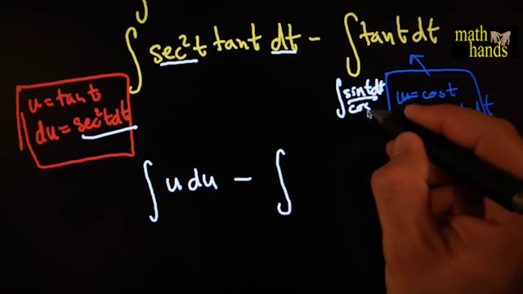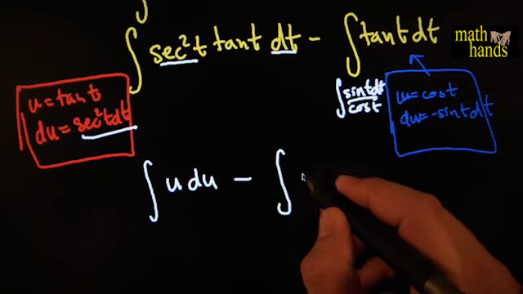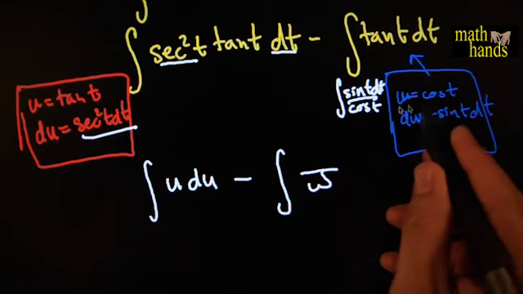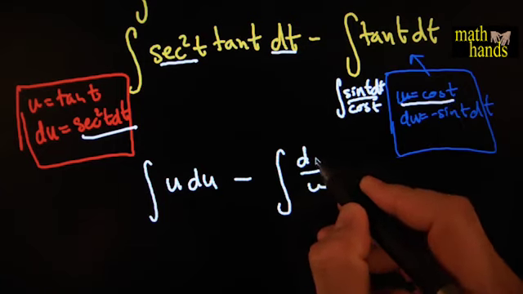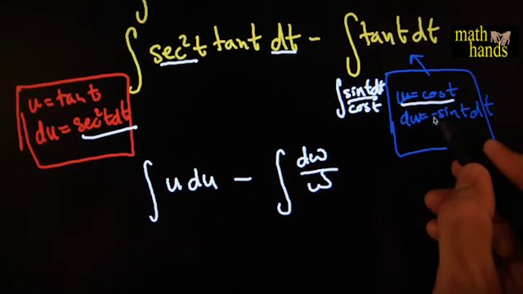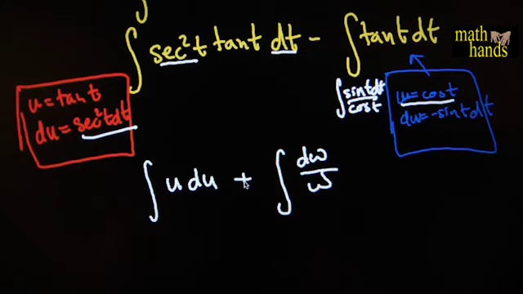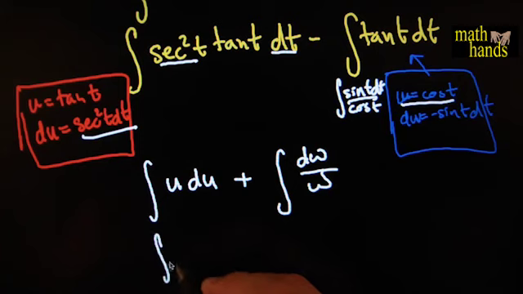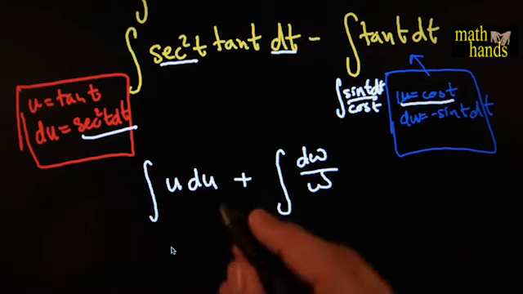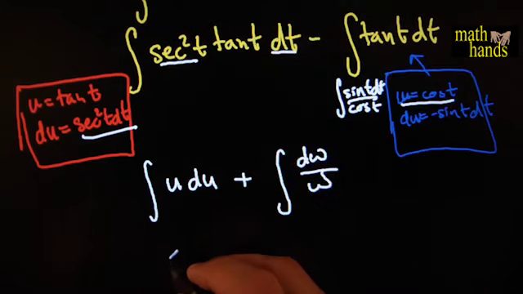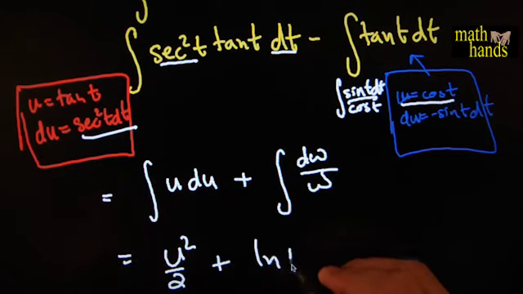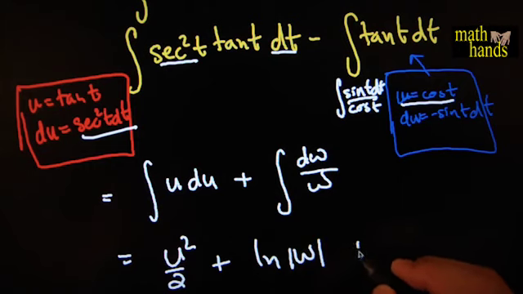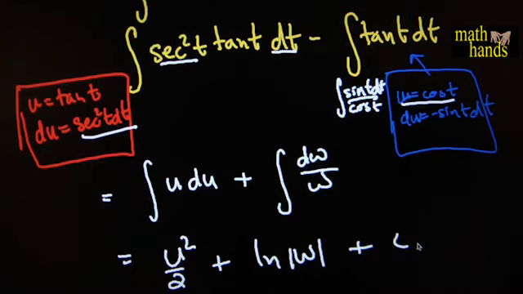All over cosine t, that will be equal to w on the bottom, that's cosine t, and on the top that will be equal to dw with a negative, because I got that negative, so I'll change that to a positive. This will become, I'm ready to roll with it, u squared over 2 plus ln of w plus c, right?